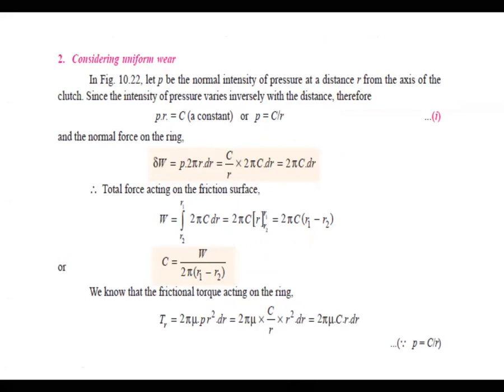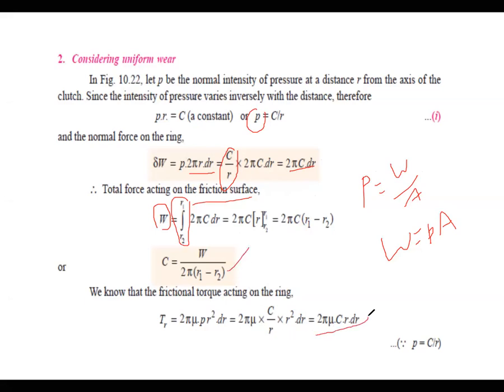In most cases pressure is equal to load by area, but here we want load equal to pressure into area. What is the pressure here? P. Area is 2 pi r into dr. We know that P is equal to C by R here. Substituting C by R, finally we get 2 pi C into dr. Then we take the frictional force with integration between the limits R1 and R2, inner radius to outer radius. That is the frictional force. By doing all the integrations, finally we get this formula for the frictional torque.